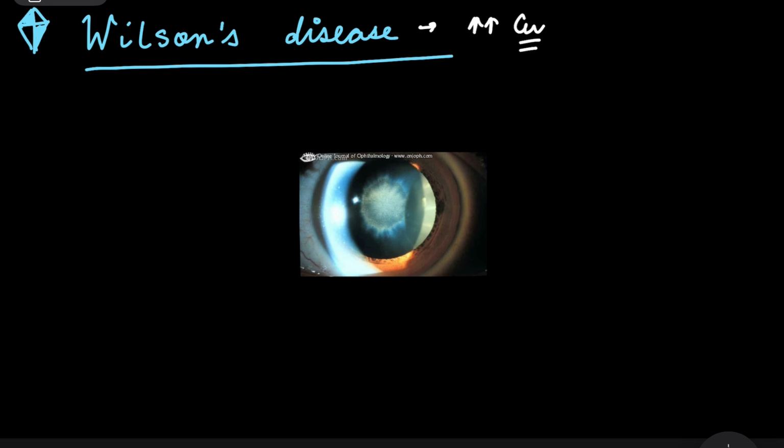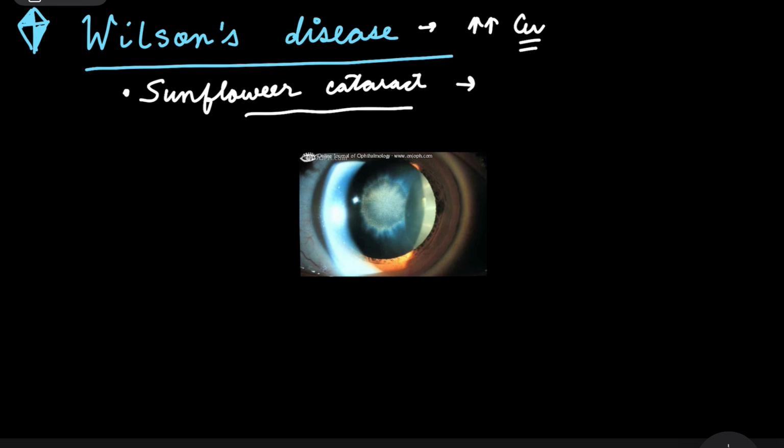Now, copper will accumulate in different parts of your body, so it will also accumulate in our lens, and that will lead to problems. That will lead to opacification and will lead to cataract. So the first point about Wilson's disease, as far as its eye manifestations are concerned, is that it causes a very typical kind of cataract called sunflower cataract. Basically, due to excess copper in our body, there is deposition not of copper but rather a metabolite of copper, that is cuprous oxide.